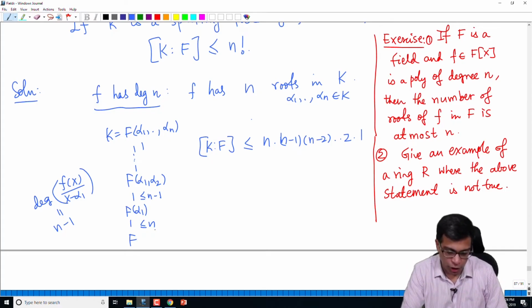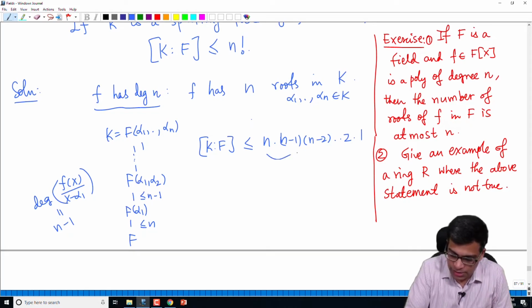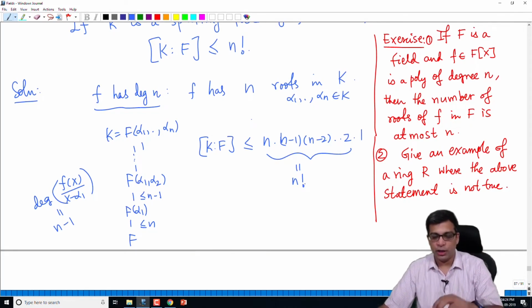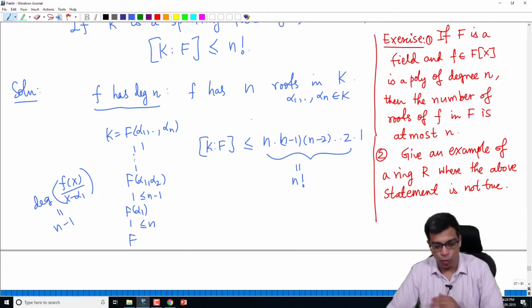So what I wanted to say was, yeah, this is all right. This is exactly equal to n factorial. Okay, so the degree is at most n factorial. It can be smaller sometimes than n factorial, but it cannot be more than n factorial.